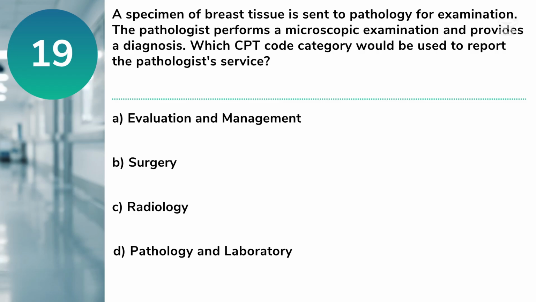Question 19. A specimen of breast tissue is sent to pathology for examination. The pathologist performs a microscopic examination and provides a diagnosis. Which CPT code category would be used to report the pathologist's service? A. Evaluation and management. B. Surgery. C. Radiology. D. Pathology and laboratory.